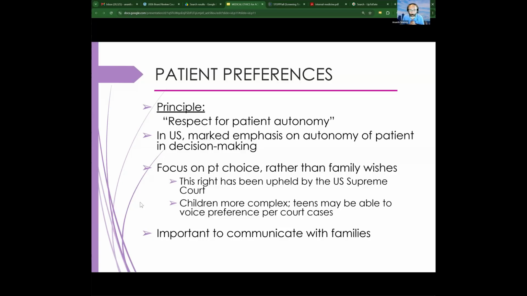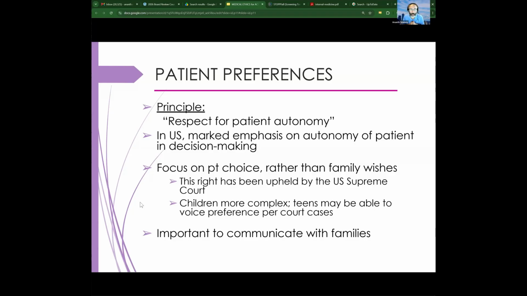Now, I will say as a caveat, and we'll come to a case later, children are more complicated. In certain situations with teens, they may be able to voice a preference that's different than what their parents might say, but generally, children are different. And of course, we are internists. You're probably all thinking you are not pediatricians. There is the potential that because you may care for teenagers, that some cases may come up. So it will be helpful for us to discuss this, and we will in a little bit. But generally, of course, we're focused on adults, and then really a point of respecting patient autonomy is very important.